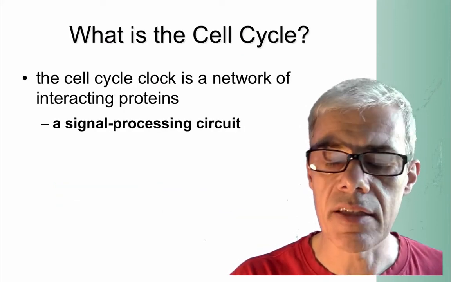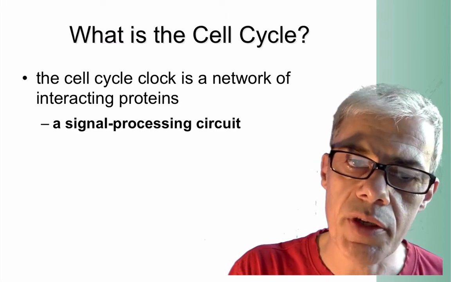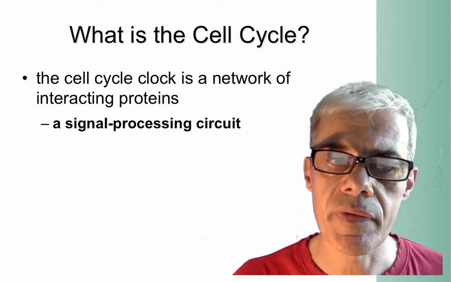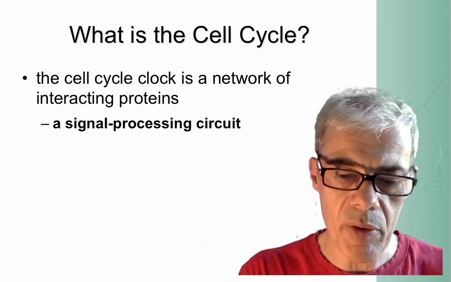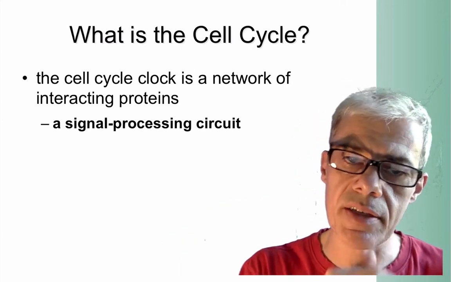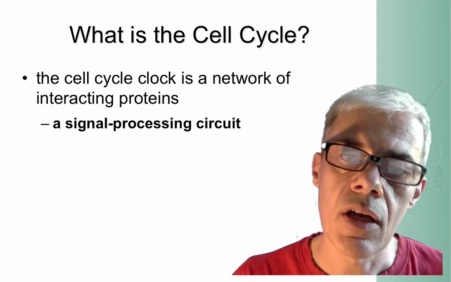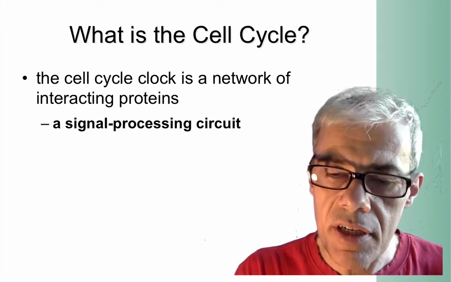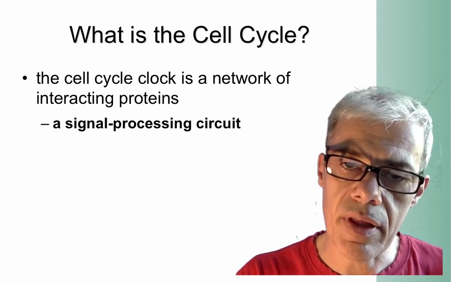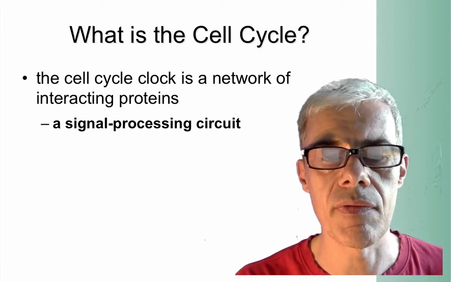So what is the cell cycle clock? Effectively, it's a network of interacting proteins, and it can be thought of as some sort of signal processing circuit. In the way we think about circuit boards, the way they process signals and make decisions on which way to send the signal, well, the cell cycle clock is a signal processing circuit, and it makes the decision of whether the cell's going to enter or exit the cell cycle and pass through the different phases of the cell cycle.